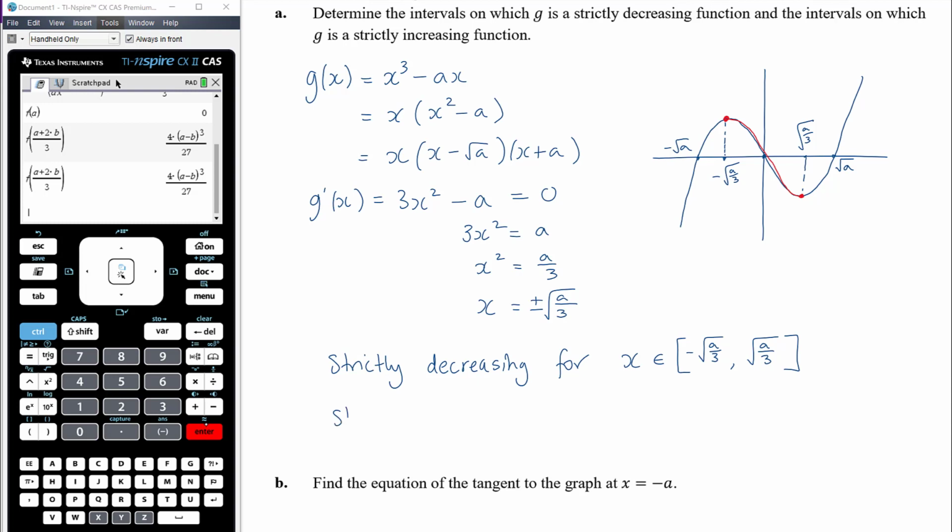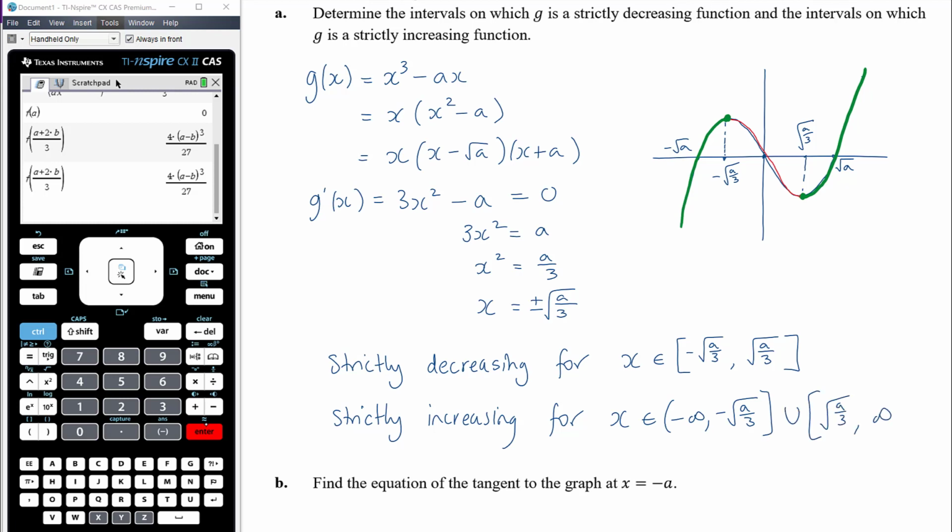And then we are strictly increasing for, so again, we're looking for where we have positive gradient. So that's going to be here, including at that point. We don't have positive gradient at that point, but the function is strictly increasing over the interval from negative infinity up to and including that point. And again, strictly increasing out here. Okay, so we are looking at x is an element of negative infinity up to negative square root of a on 3, inclusive, and inclusive of a square root of a on 3 up to infinity.